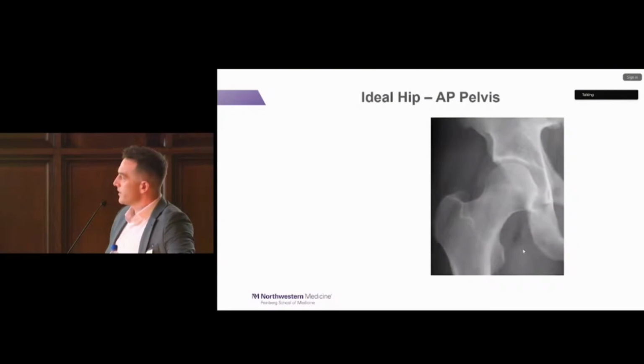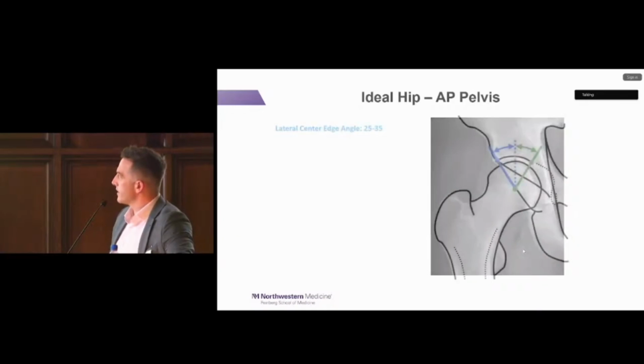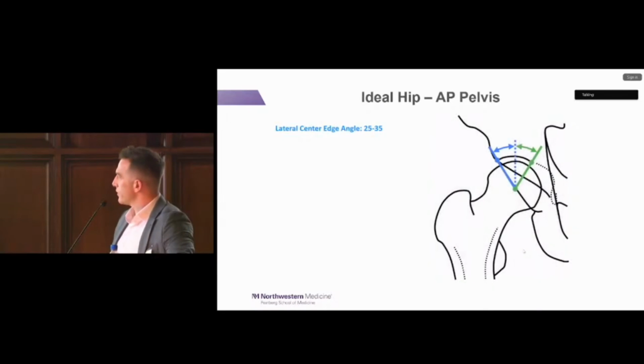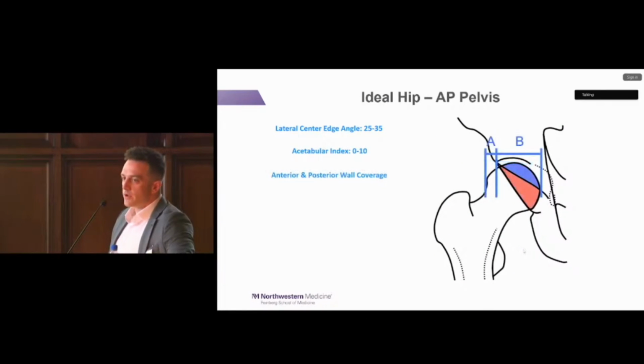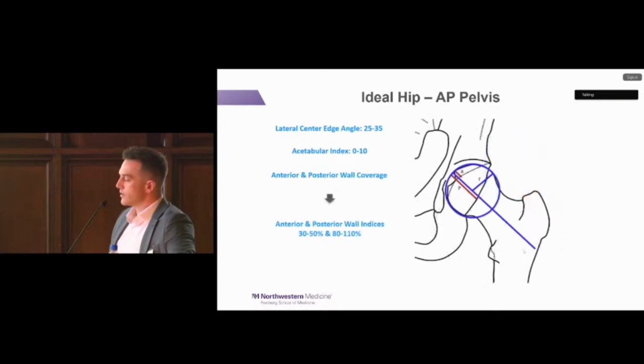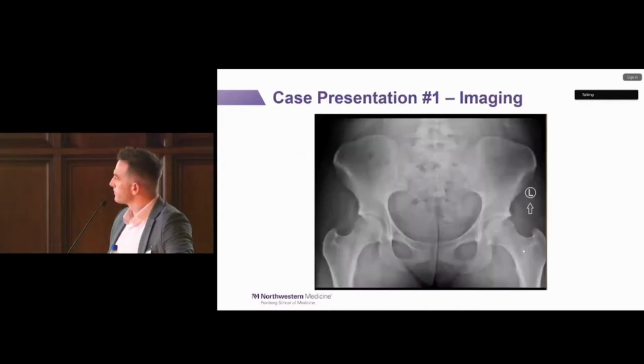So when we think about the ideal hip, or what we think the ideal hip is on the AP pelvis, we're looking at the lateral center edge angle. We think this needs to be between 25 and 35. Acetabular index between 0 and 10. Then we're looking at the anterior and posterior wall coverage. There's normative values for this out of the Burn group with hip to norm software. They've also published on the anterior and posterior wall indices as a surrogate for these. And so we think about the anterior wall, you want it somewhere between 1/3 and halfway across the radius. Then you want your posterior wall pretty close to the center of the femoral head.